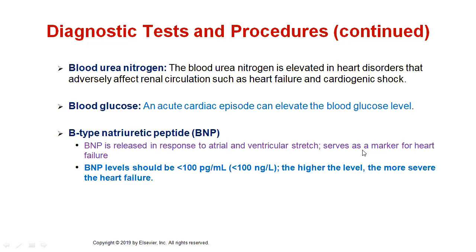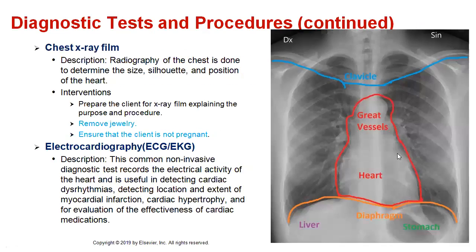What else? Then go. So another diagnostic test we have to do is the chest X-ray film. So radiography of the chest is done to determine the size, shape, and position of the heart. So sometimes in heart disease, the cardiac shadow is getting bigger and is called cardiomegaly.